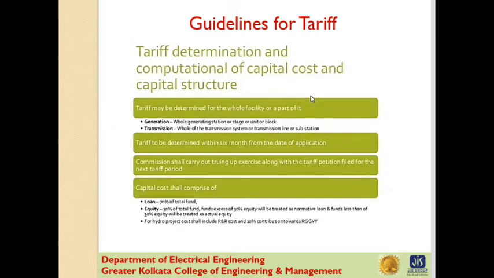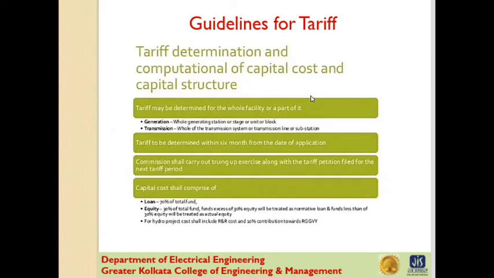Tariff determination and computation of capital cost and capital structure. Tariff may be determined for the whole facility or part of it. Generation: whole generating station or stage or unit or block, and for transmission: whole of the transmission system or transmission line or substation. Tariff to be determined within 6 months from the date of application. Commission shall carry out truing up exercise along with the tariff petition filed for the next tariff period.